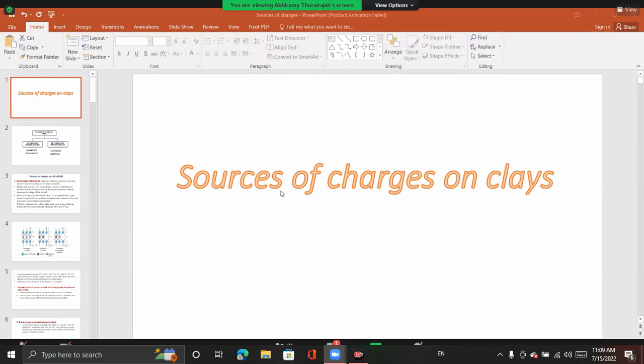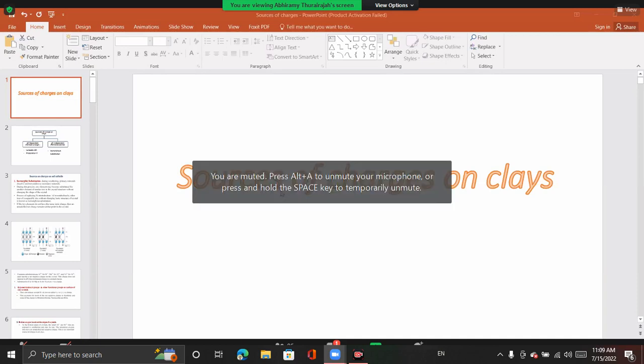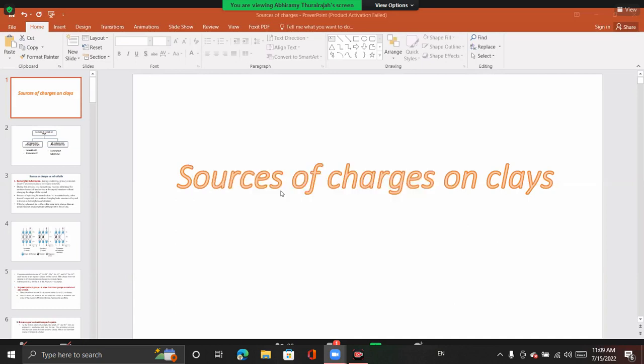Okay, today we are going to discuss the sources of charges on the clay. How the charges are developed on the clay minerals. I think in the last two or three classes we discussed the classification of clay minerals. Am I right?